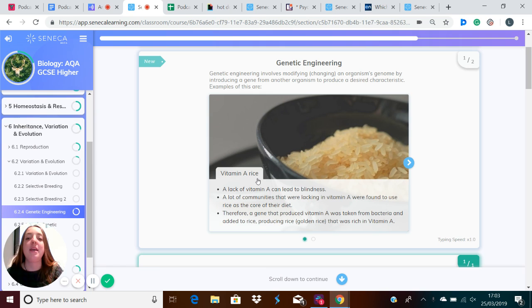One is vitamin A rice. A lack of vitamin A can lead to blindness. A lot of communities that were lacking in vitamin A were found to use rice as the core of their diet. Therefore, a gene that produced vitamin A was taken from bacteria and added to rice, producing a golden rice that was rich in vitamin A.